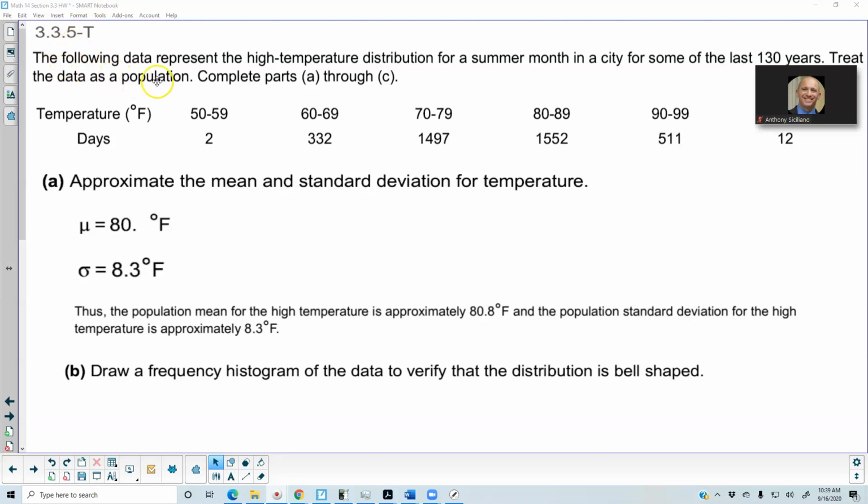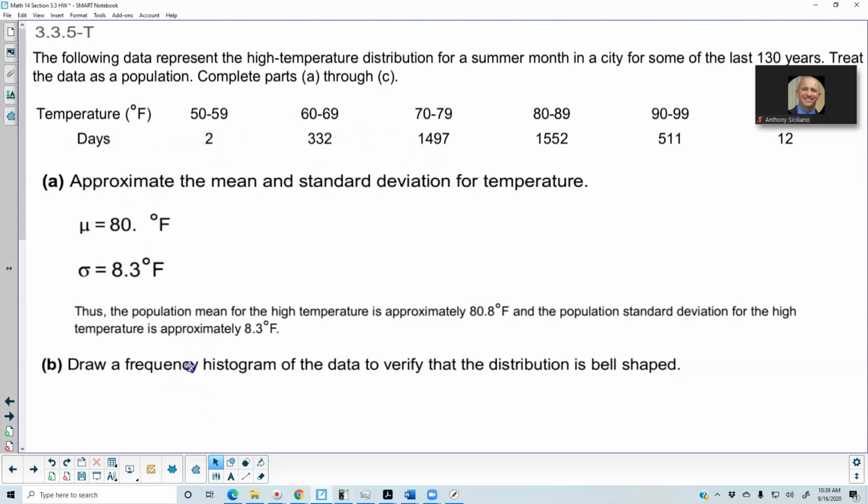3.3.5-T. The following data represent the high temperature distribution for a summer month in a city for some of the last 130 years. We want to treat the data as a population, and we're going to complete parts A through C. So here's our temperature, and these are our classes. And then we have our days, which represents the frequencies. We want to approximate the mean and the standard deviation for the temperature.